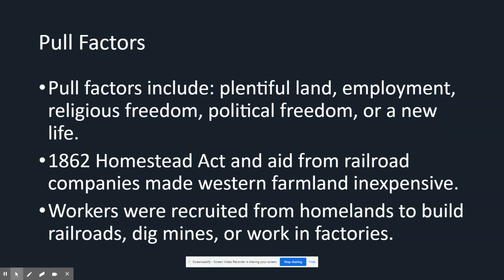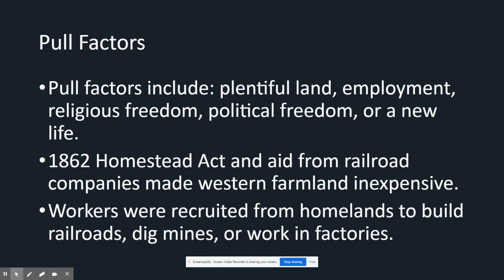Pull factors. Well, why are people wanting to come to the United States? Some pull factors include plentiful land, employment opportunities, the idea of religious freedom and political freedom. If you were a member of an opposition political party in your home country, you can face persecution. So you want to flee any type of political structure that is not beneficial to you. Come to the United States where you can practice any religion, be a member of whichever political party you choose.